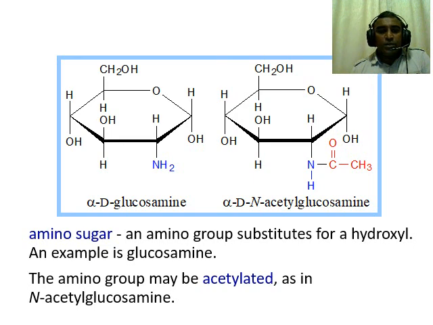So here given glucosamine as well as acetyl glucosamine, and it is based on the OH of glucose being replaced with amino group, therefore it's glucosamine. Then you have the OH replaced with amino as well as acetyl, therefore it is known as acetyl glucosamine.